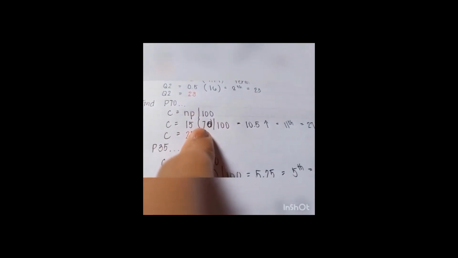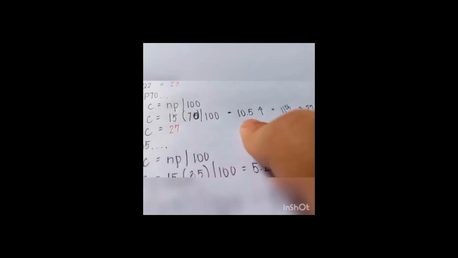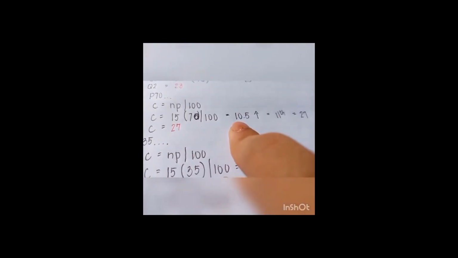So, number 3, we are asked to find for P70. C equals NP over 100. The n is 15. We just multiply 15 by what we are looking for, which is P70. 15 times 70 is equal to 1,050. Divided by 100 is equal to 10.5. When it is like that, we round off into 11. So, we count again for the 11th term. 1, 2, 3, 4, 5, 6, 7, 8, 9, 10, 11. So, the 11th term is 27. So, our P70 is 27.